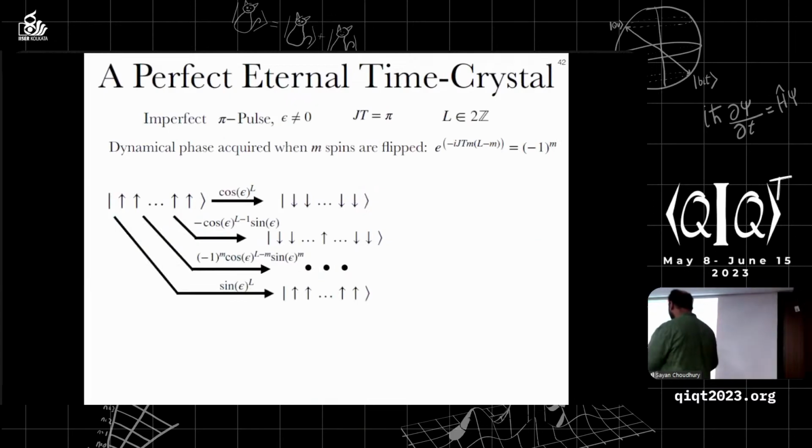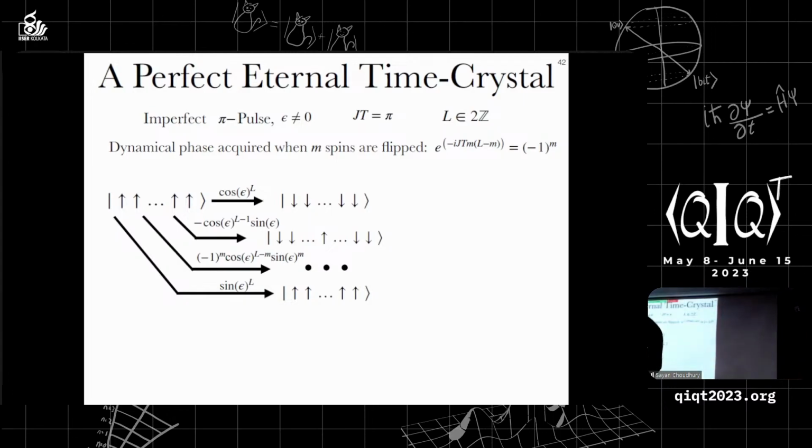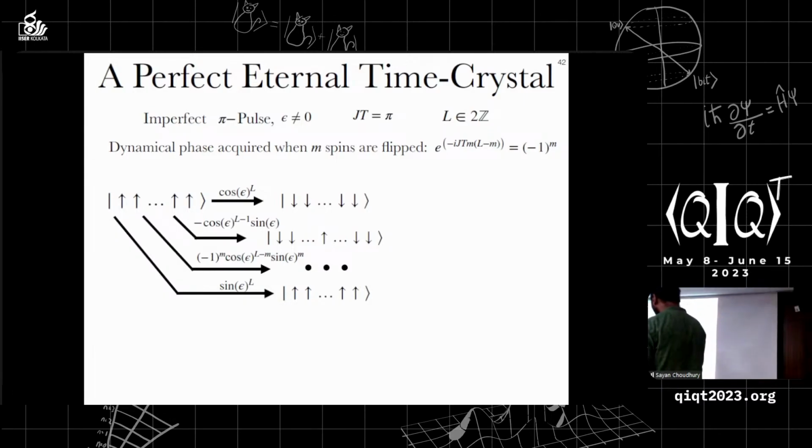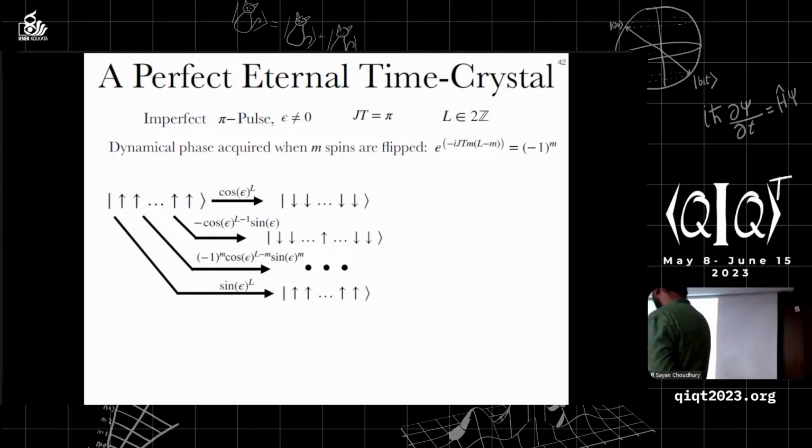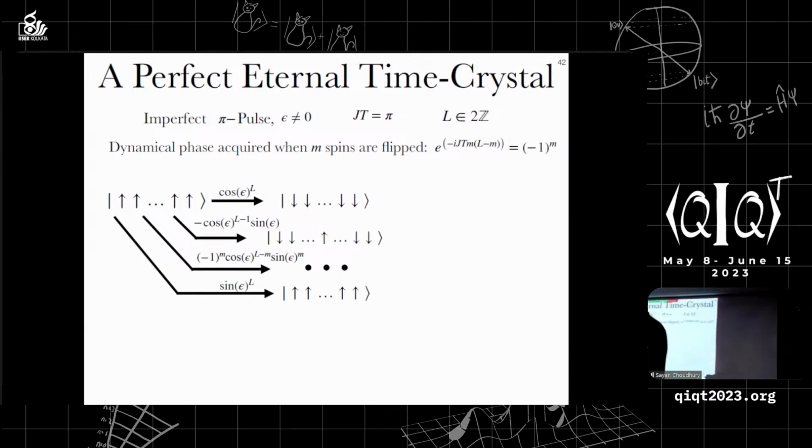So let me tell you what it does. The essential point is the following: the reason why you get perfect periodic motions here for Jt equals pi is that if you started off with some initial state, I'm going to tell you about one particular initial state. If you started off with a state where all spins were pointing up, and then you gave this imperfect pi pulse, what would happen is that you create a bunch of states in the middle where all of these states come out with some amplitude.